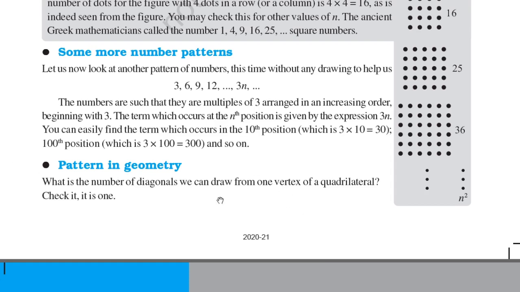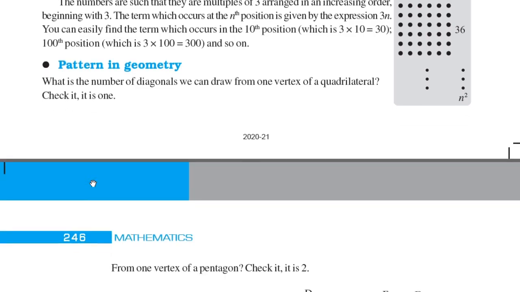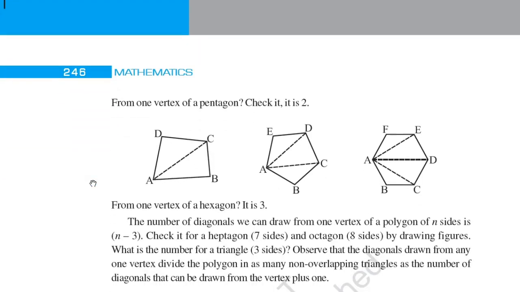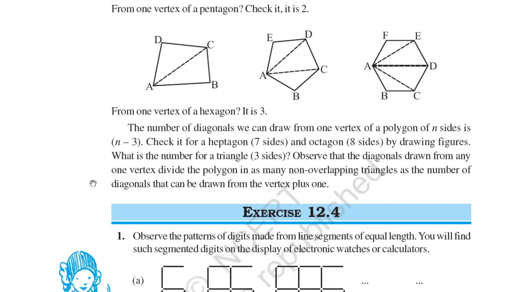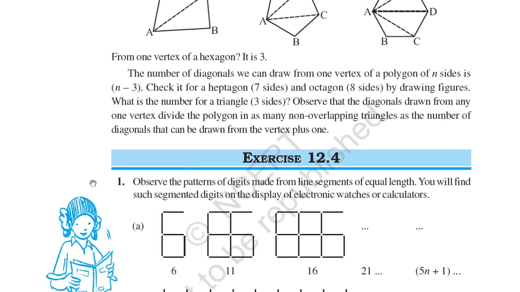Patterns in geometry. What is the number of diagonals we can draw from a vertex of a quadrilateral? So you can see here, check it, it is 1. From one vertex of a pentagon, you can check it, it is 2. From one vertex of a hexagon, you can draw 3. So it is very easy. The number of diagonals we can draw from one vertex of a polygon of n sides is n minus 3. Check it for a heptagon with 7 sides and an octagon with 8 sides by drawing.